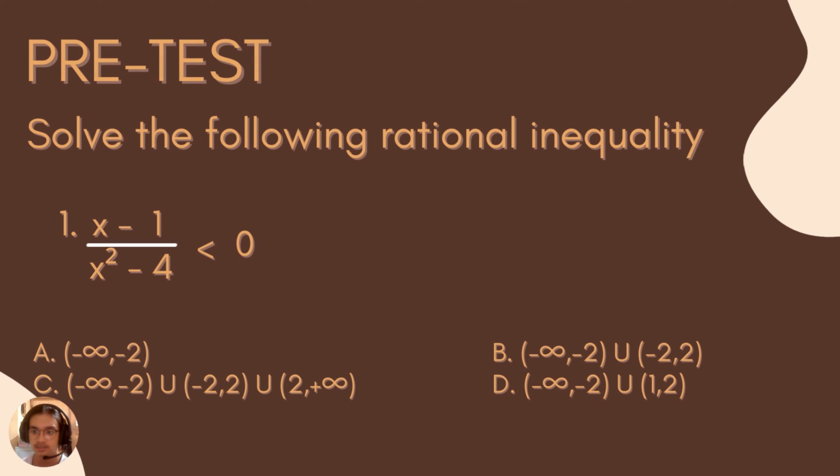For the pretest, let's solve the following rational inequality. For number 1, after factoring the denominator, equating the numerator and denominator to 0, and testing our critical points on the number line, we find our answer to be letter D, negative infinity to negative 2 union positive 1 and 2.